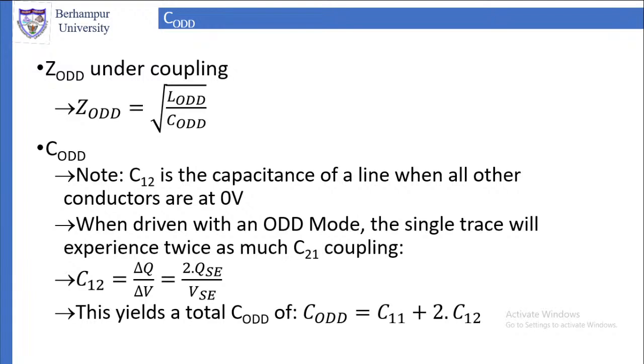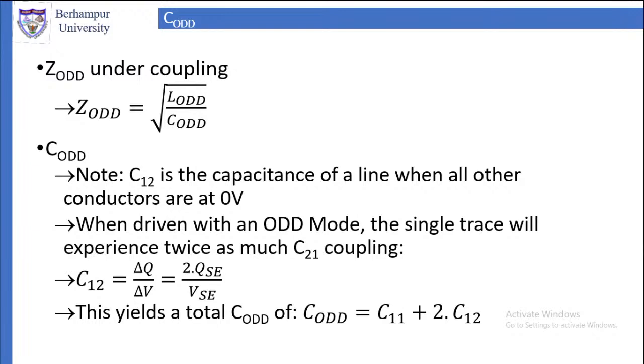So Z odd under coupling, when two lines are there, they are coupled. Z odd is by definition the characteristic impedance in the odd mode. The characteristic impedance is root over L by C, assuming there is no loss, because we have assumed there is no distortion, which means there is no loss. So Z odd is equal to root over of L odd by C odd.